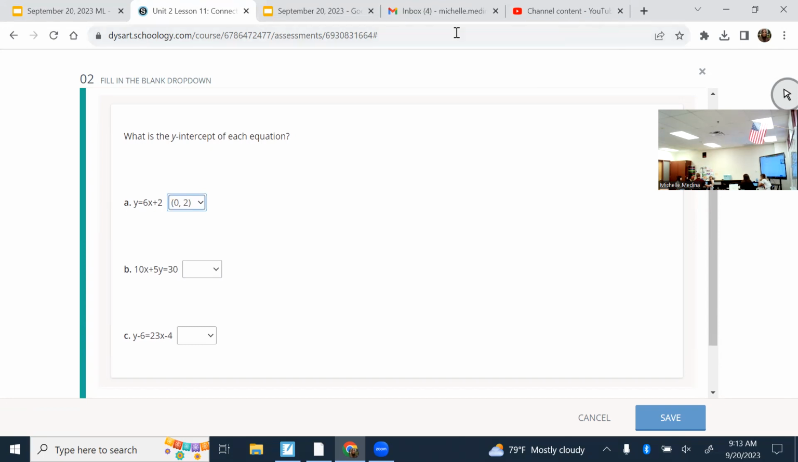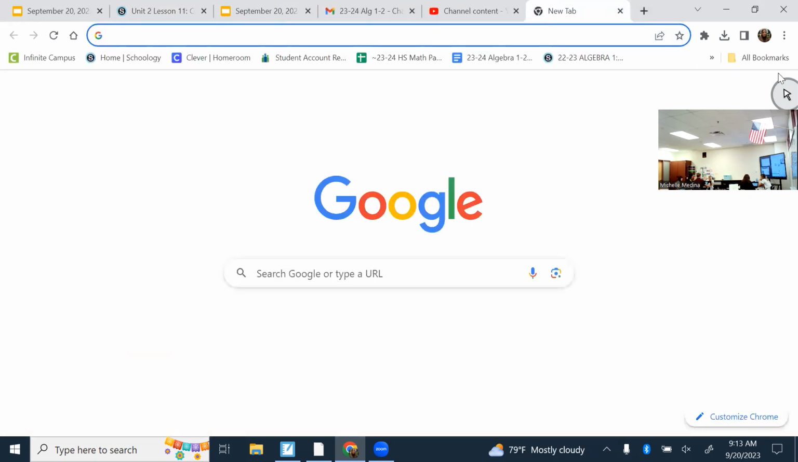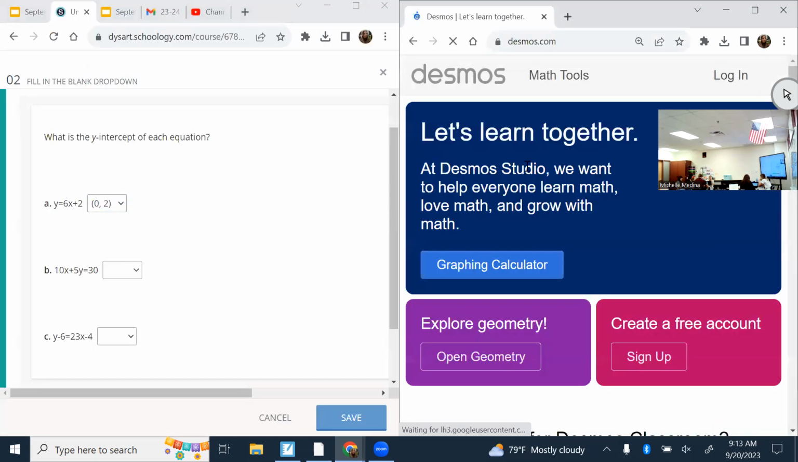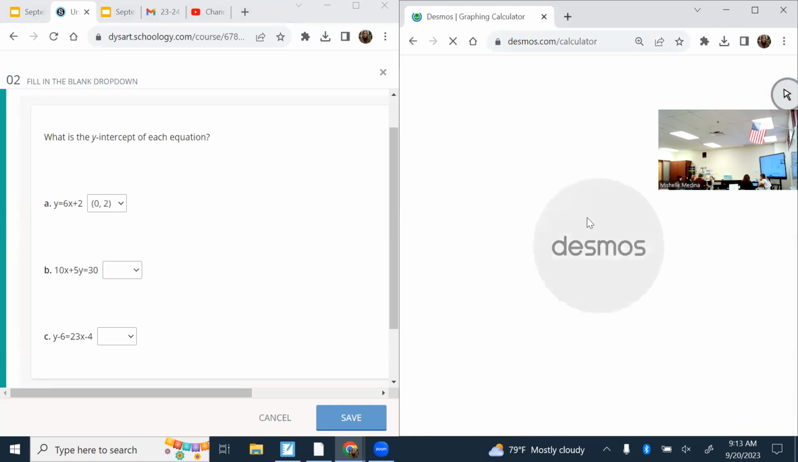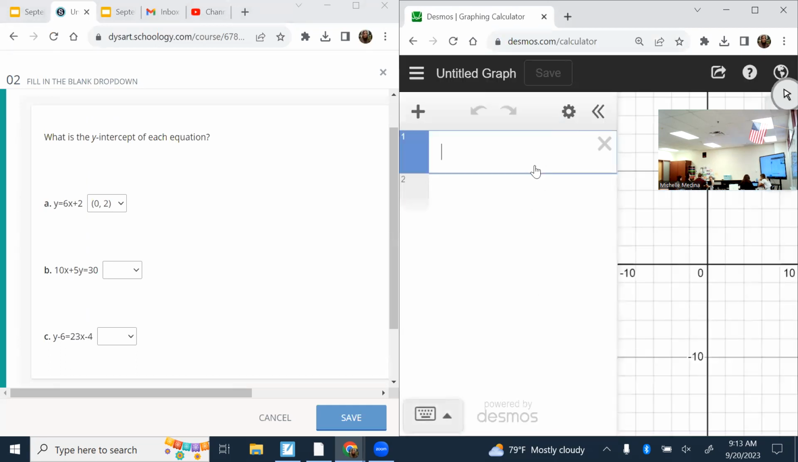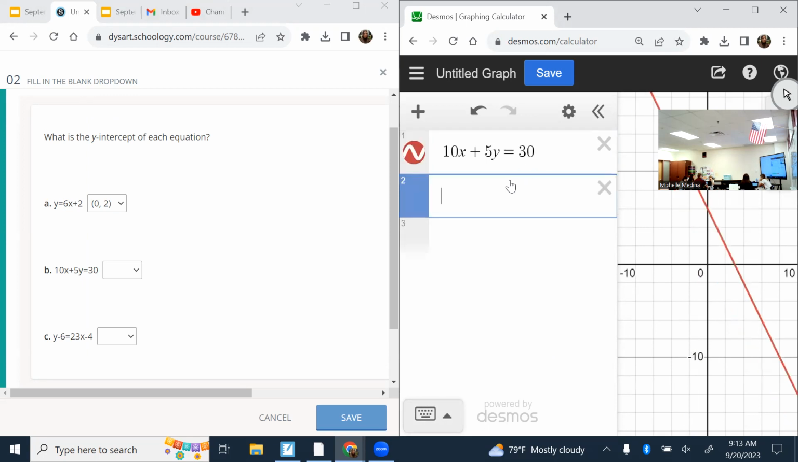So for the others, I'll just use Desmos. And you do not have to rearrange it in Desmos. If they do use other letters other than x and y, then you would have to change it to x and y.